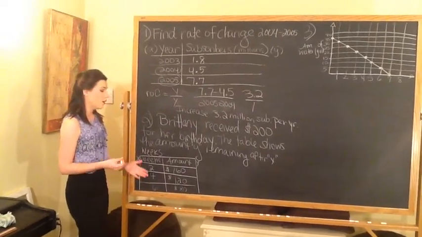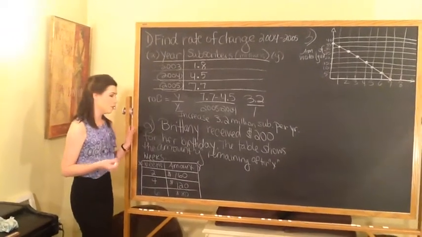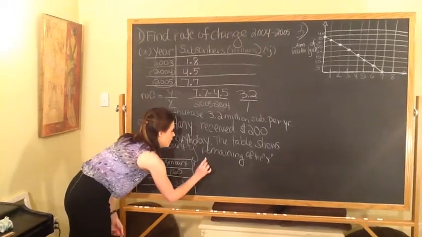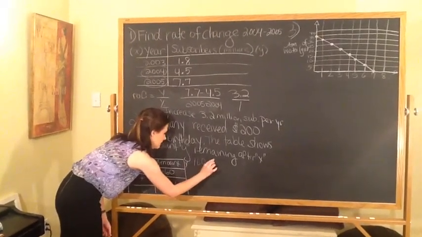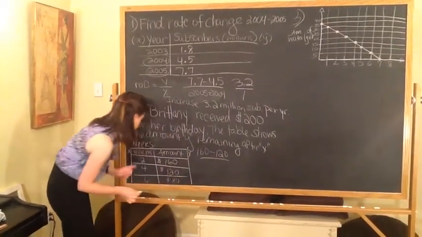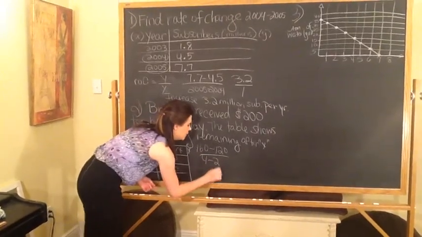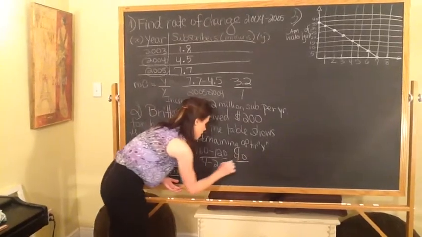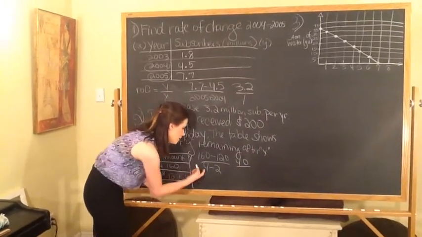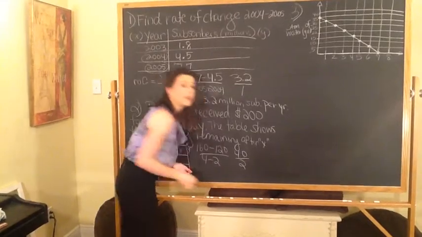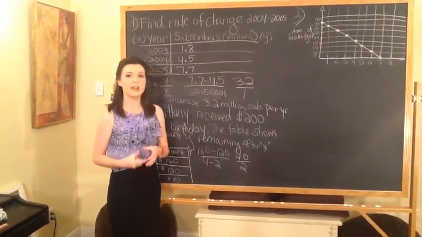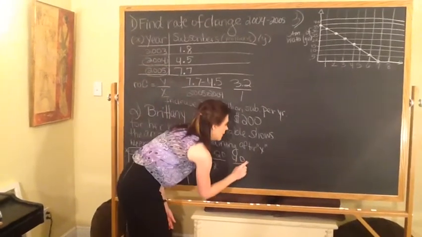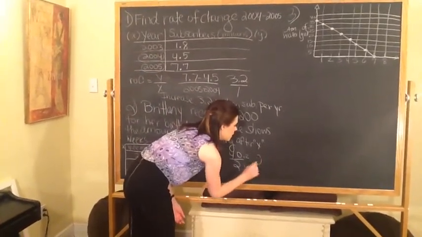So we want to figure out the rate of change, so we have to find the change in Y over the change in X. So first I'm going to do 160 minus 120 over 4 minus 2. So that's going to give me, if I do 160 minus 120, I'm going to get 40 over 2. And we're going to go ahead and simplify that. So just like always when you get a fraction for an answer, you want to simplify it. So we're going to divide by 2, and we're going to get 20.